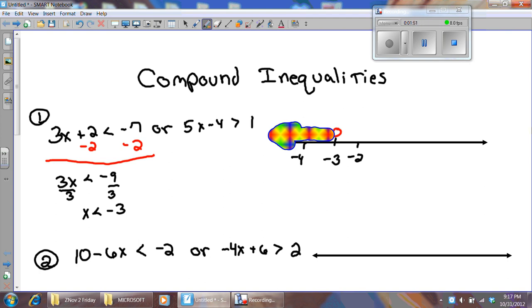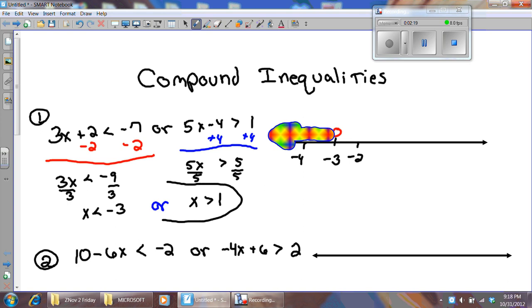Make that statement true. No, I'm not done with the problem because I have to go and do the second half of the problem. So here I'm going to solve for x, and I'm going to add 4 to each side. And when I do that, I'm going to get this inequality: 5x is greater than 5, and then I'll divide by 5, and I'll get x is greater than 1.